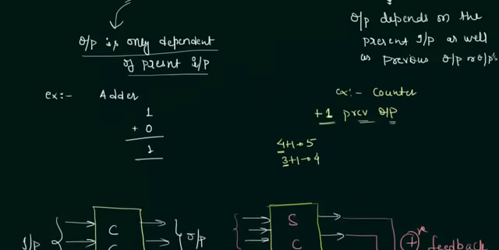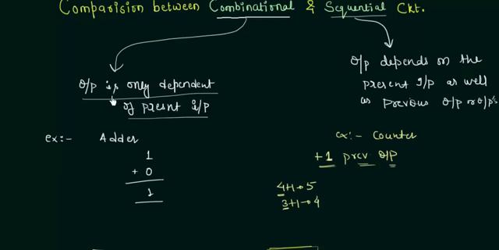So let me revise it again: in a combinational circuit the output is only dependent on the present input, whereas in a sequential circuit it depends upon the present input as well as the output from the previous inputs. So this is all, I think, in the combinational and sequential circuits comparison, and after this we will study our half adder, which is one of the combinational circuits. We will complete combinational circuits first, then we will move to the sequential ones. So see you in the next presentation.